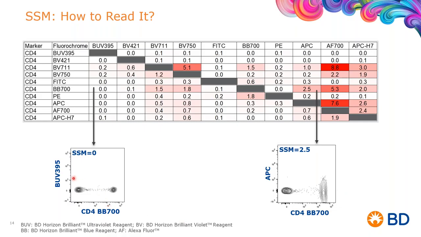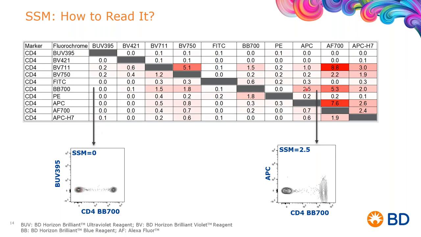And indeed, you can appreciate that if you look at CD4 BB700, the way we read the matrix, the row will be our single stain, so our primary fluorochrome. The columns are going to be the detectors that receive spread. So if we go across the BB700 row, when we see 0, sure enough, you can see that there is no spread, there's no additional background as compared to the spread of the negative.